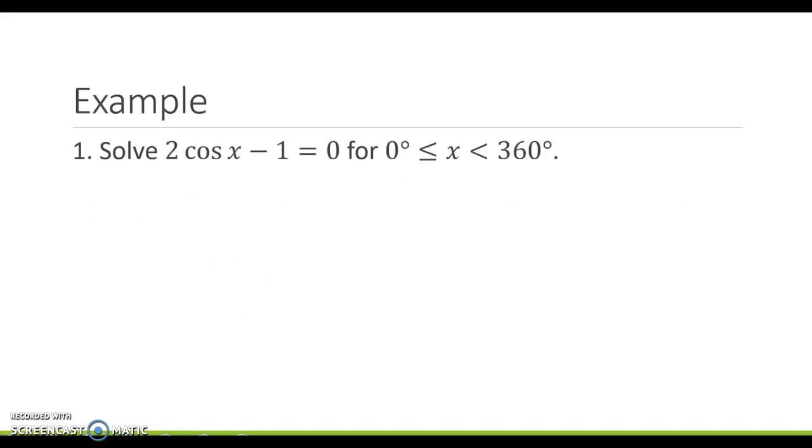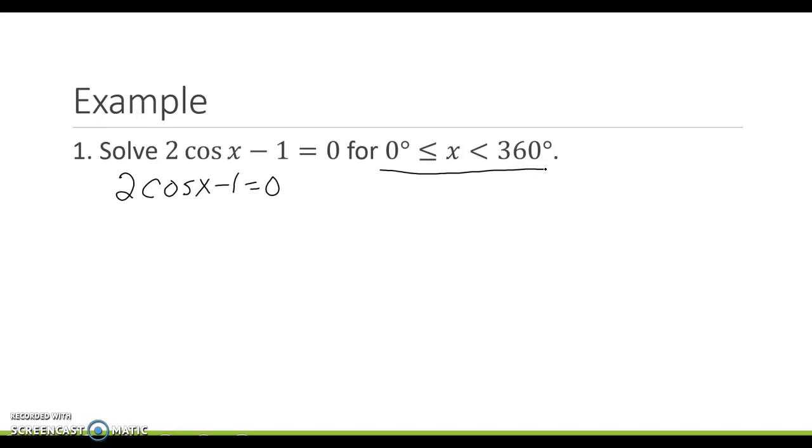So let's look at the first example here. We are going to solve 2 cosine of x minus 1 equals 0 for the interval of x being between 0 degrees and 360 degrees. So we are solving for x as an angle, and we are only looking at one rotation of the unit circle or one period of this cosine function.